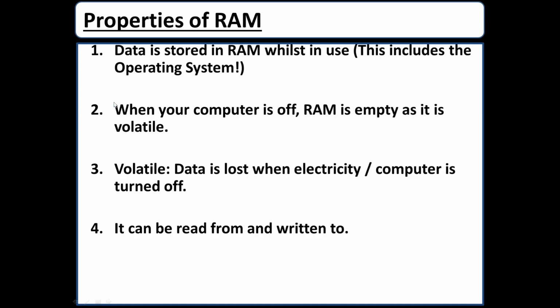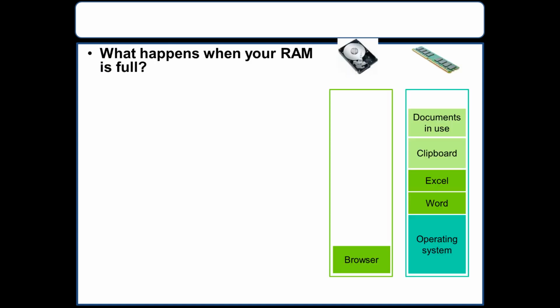So, properties of the RAM. The data is stored in the RAM while it's being used. When you turn off your computer, everything is emptied out of the RAM. We call this volatile. So it requires electricity to save or store data. And RAM can also read and write as well. So data inside the RAM does change. And it's very fast. It's not as fast as cache, but it is very fast.